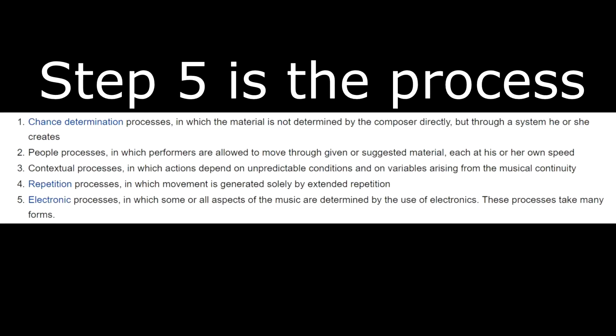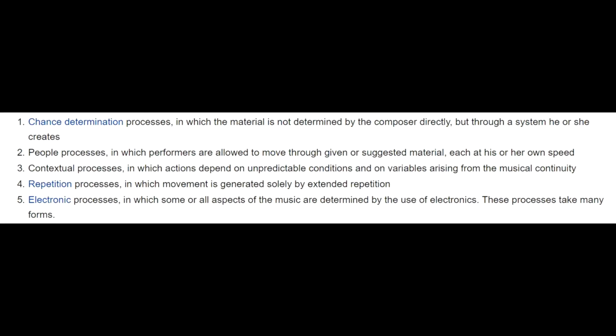So step 5 is the process, and actually interestingly there are 5 different kinds of processes as defined by this dude called Michael Nyman. The ones that we are looking at today are 4, repetition process, because we're going to be repeating our units many times in order to go through the process, and also number 5 because this is electronic and we don't have a tape machine because I'm cheap, so it's electronic. Alright, let's have a look at what repetition looks like.